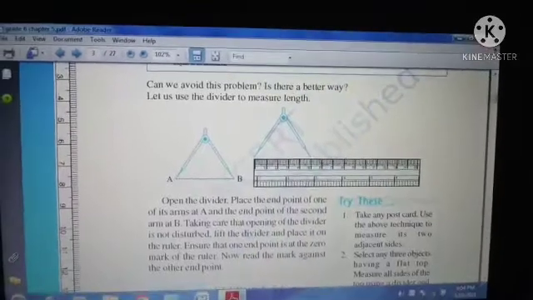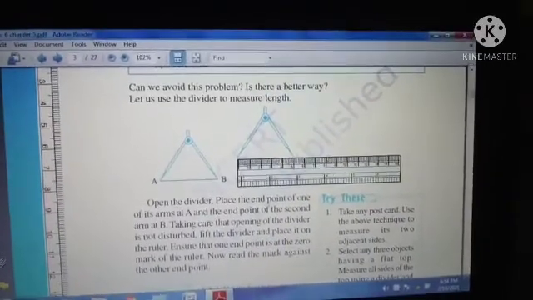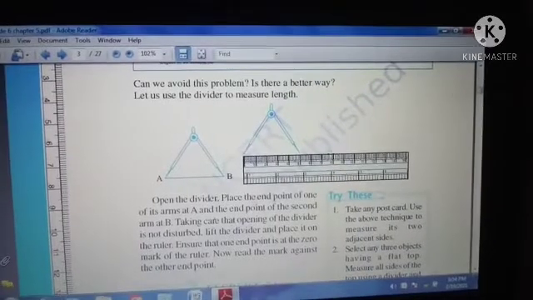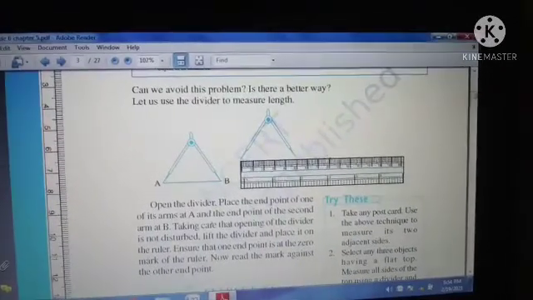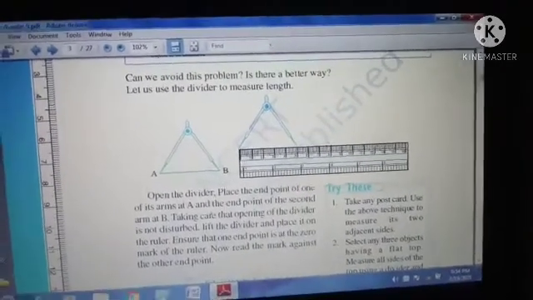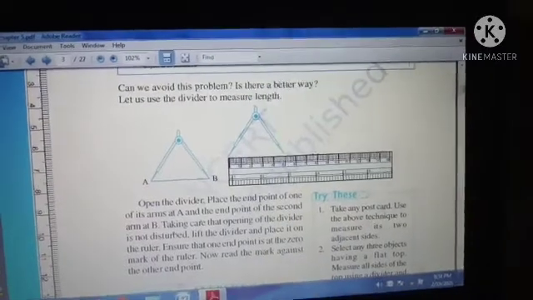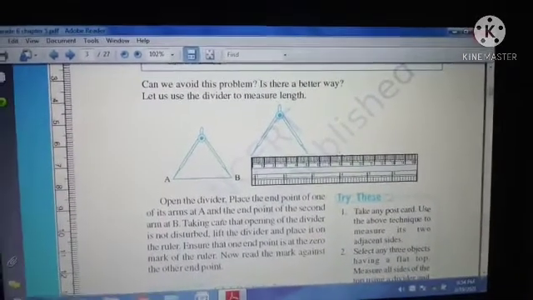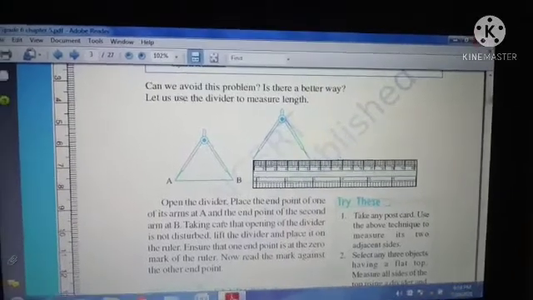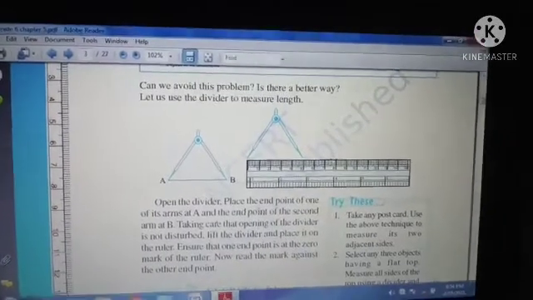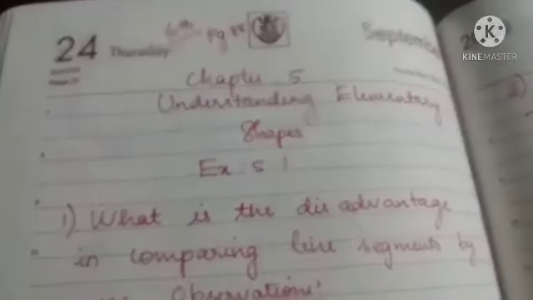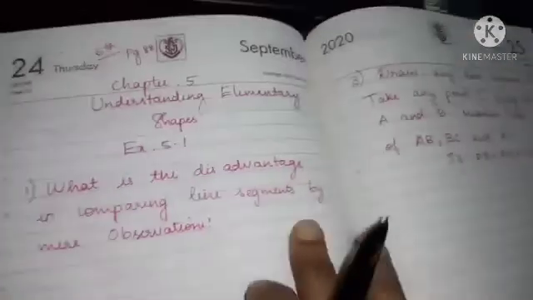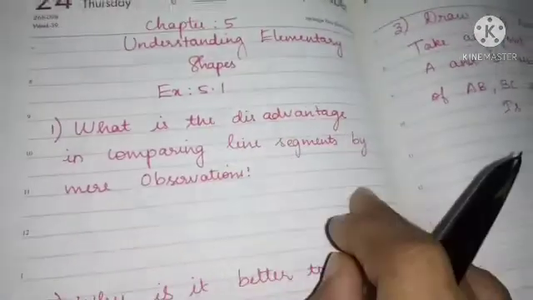So there are many comparisons. One is by using observation. By seeing itself we will find. What is the second comparison? By using tracing. Using the trace paper we will compare it. Third one is ruler and divider. You will compare the two line segments and say which is greater and which is smaller. Understood? Next, we are going to directly deal with chapter 5, exercise 5.1, first problem. Okay.